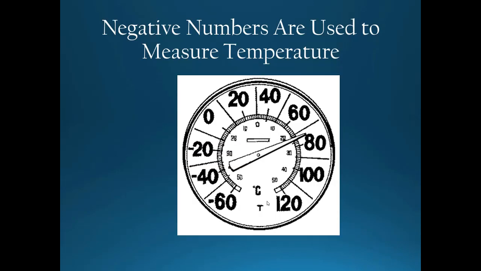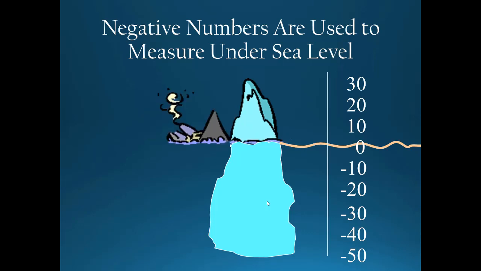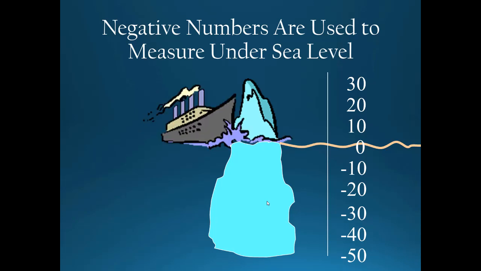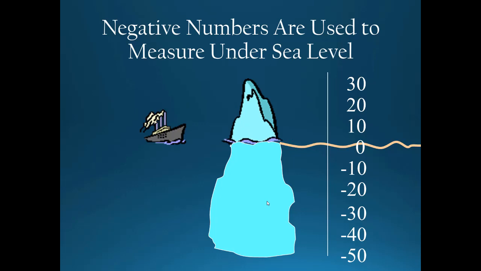Okay, negative numbers are used to measure temperature. Menghitung temperatur untuk tempat-tempat yang dingin kita gunakan negatif ya. Minus 20, minus 10, minus 15, minus 16. Digunakan dalam kehidupan sehari-hari kita to measure a temperature. What next? Negative numbers are used to measure under sea level, menghitung kedalaman air laut. Minus 10, minus 20 meters below the sea.